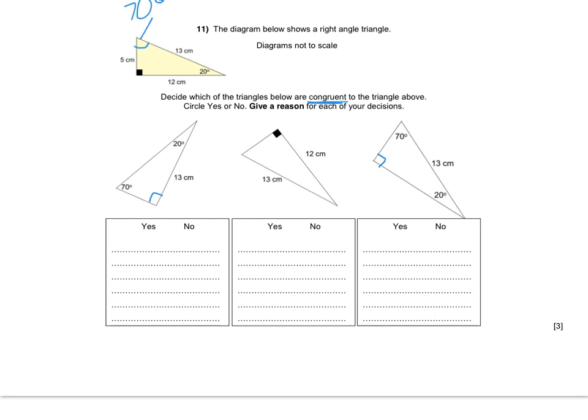Okay, now let's go back and go bit by bit. So in this triangle, I've got a 70, a 20 and a right angle. So the angles are looking good. I've got 13, but the 13 over here is on the hypotenuse and here it's not. Okay, so they can't be the same triangle. Our reason is 13 centimetres should be the hypotenuse.